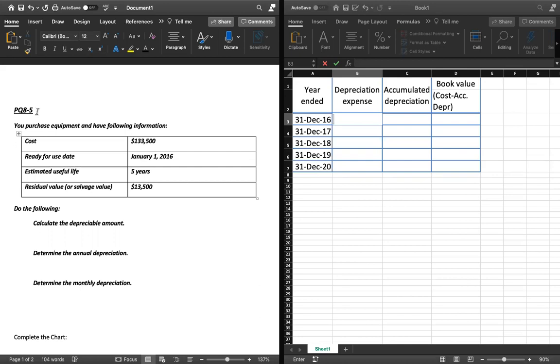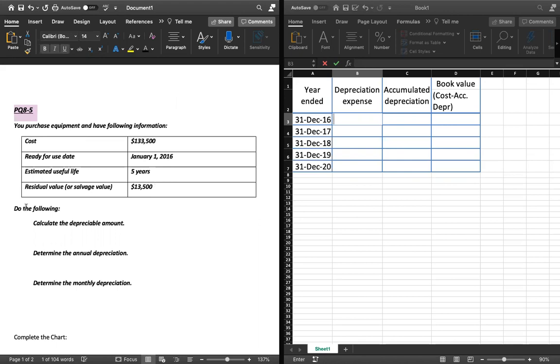This is practice question 8-5 in your textbooks. So it says that we purchase equipment and have the following information. We have the cost, which is $133,500, the ready for use date, which is January 1st, 2016, the estimated useful life, which is 5 years, and the residual or salvage value, which is $13,500.